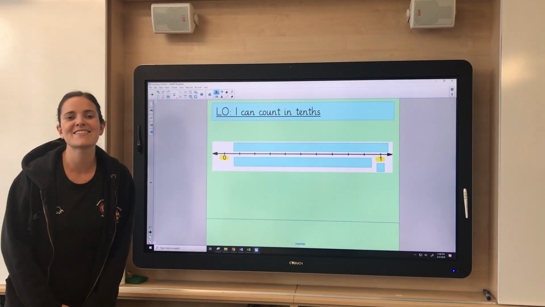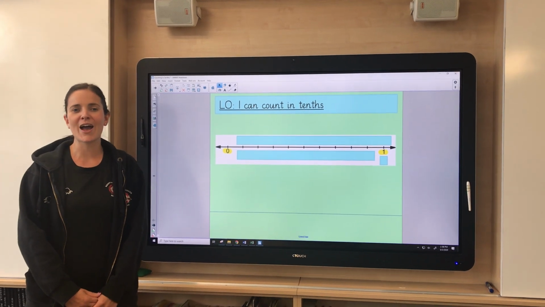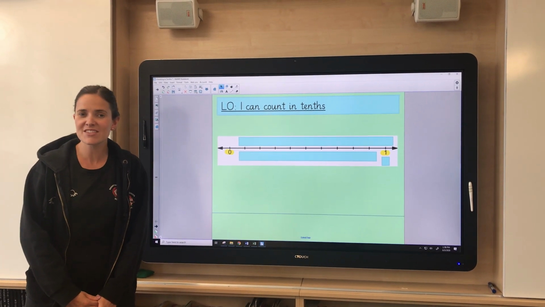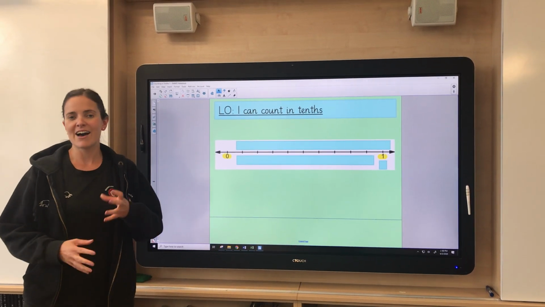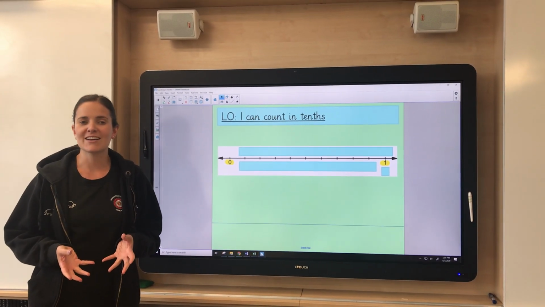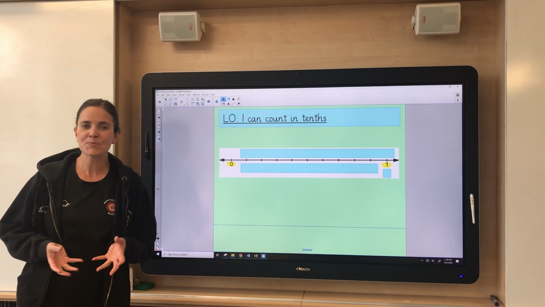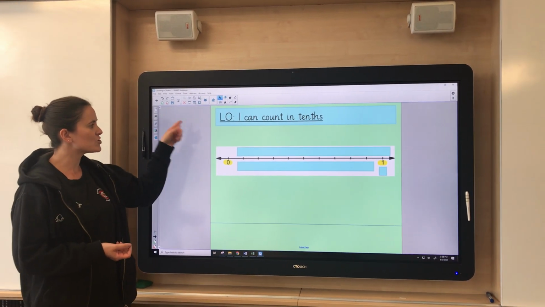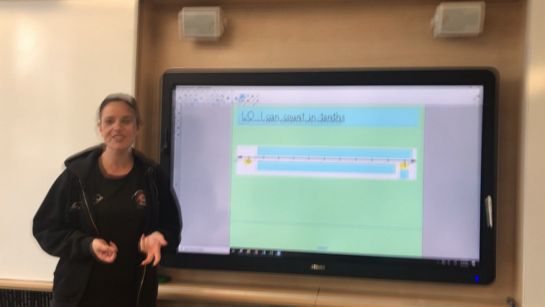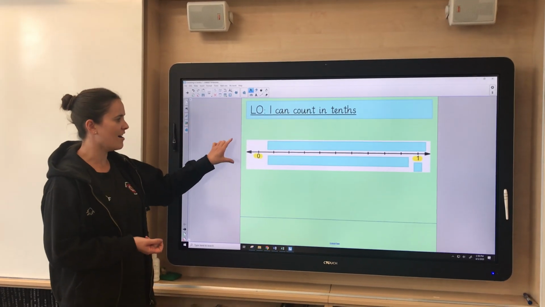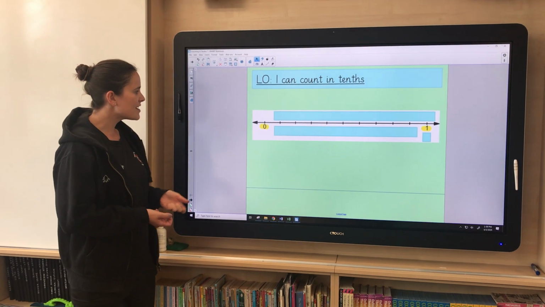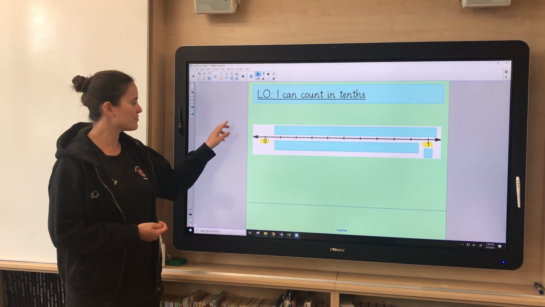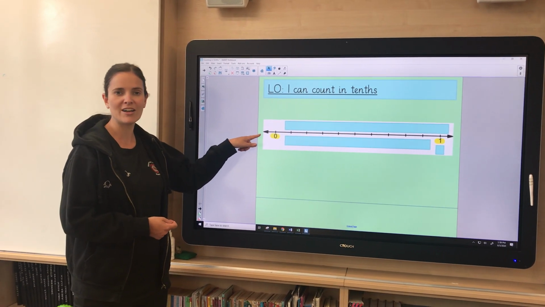Welcome back to Maths. So far this week you have been learning about tenths, and hopefully over the past few days you're beginning to get an understanding of what they are and how they work in the number system. Today we are going to be counting in tenths, and I've got this number line here which is going to help us.